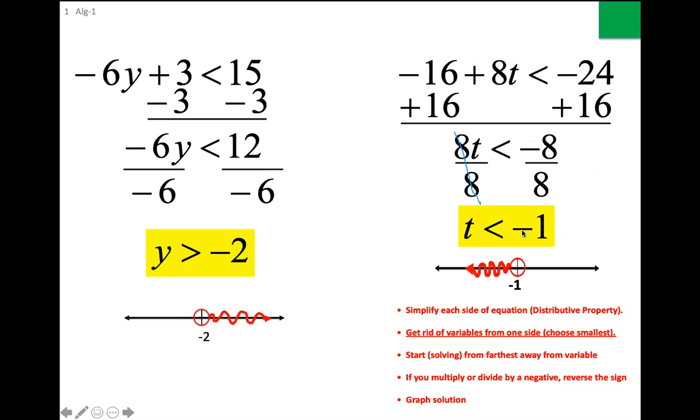Remember, the time that you've got to be really careful is when the variable is on the right side, and you're going to read it therefore from right to left. All right, so there's your easy-as-they-come two-step inequalities. Any questions on those?